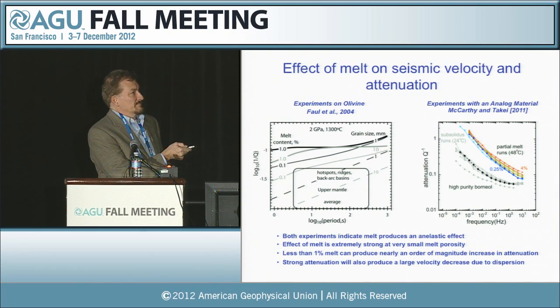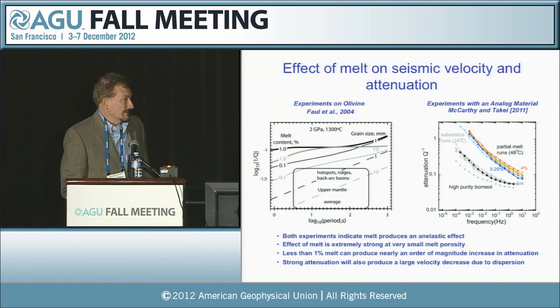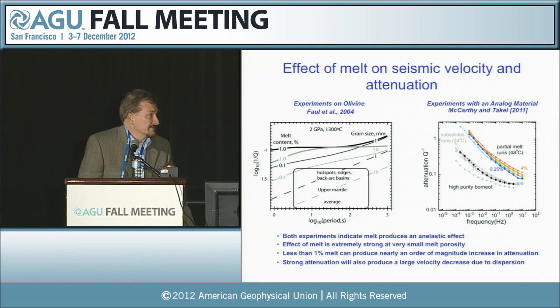There are problems with these experiments, but they both suggest the same thing, which is that the experiments on olivine and the experiments on analog materials suggest that even a very small amount of partial melting, such as 0.25% or even 0.1%, will have a significant effect on seismic attenuation and thus on seismic velocity.